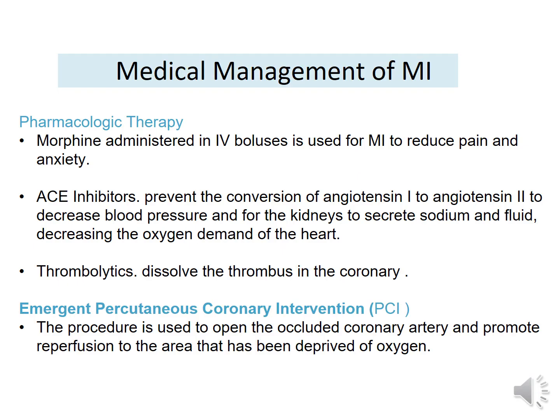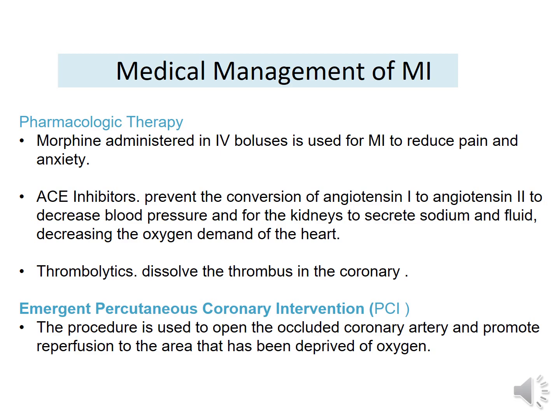Medical management of MI. Actually, there is not a big difference between angina and MI, but because MI is more dangerous, we have to start as early as possible. Morphine administered in IV boluses is used for MI to reduce pain and anxiety. Because the chest pain here is so severe, we have to give morphine. Morphine is a medication which is treated in a special manner.